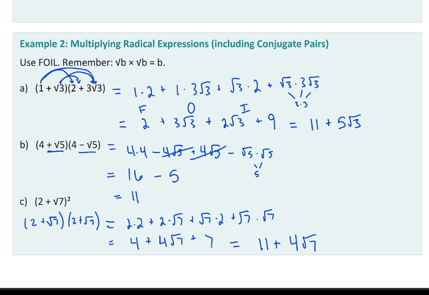Because the 4 and the 7 are like terms, they can be combined. And then we have a plus 4 root 7. And so that is it for this worksheet.